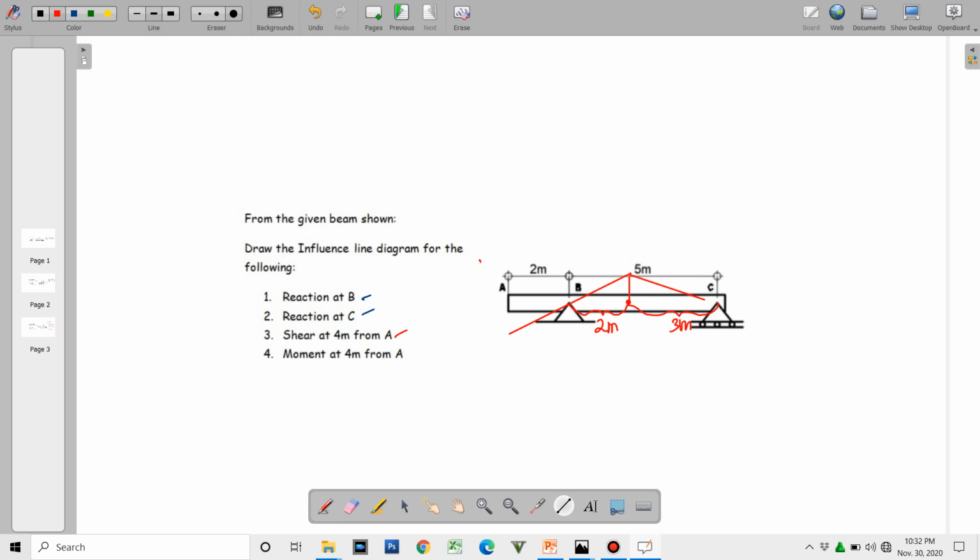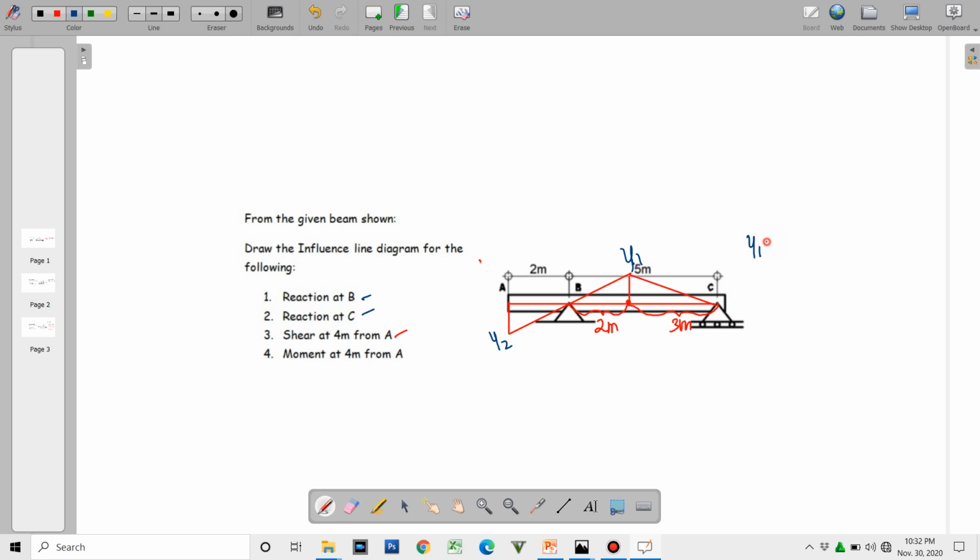And then it stays at C position. So this will now be our influence line diagram for the moment 4 meters from A. So let us label the ordinate here. Say this is y1 and that will be y2.